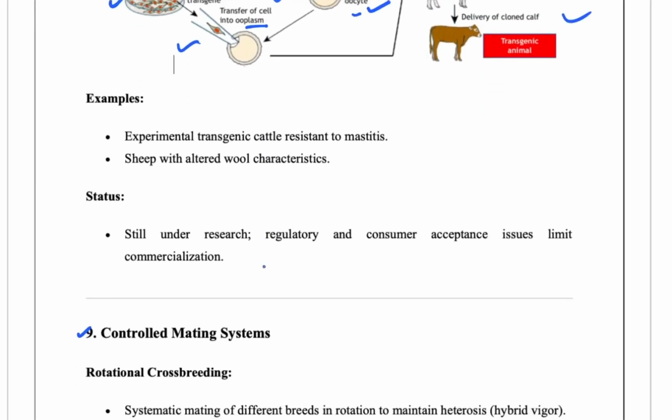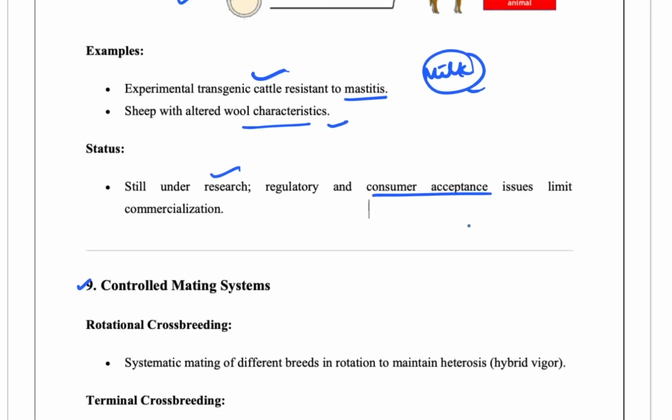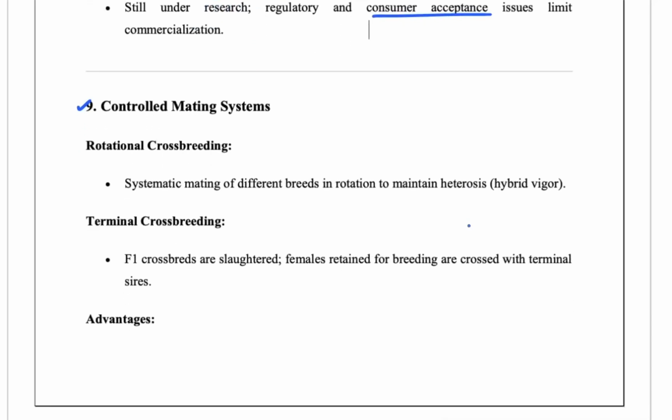Examples are experimental transgenic cattle resistant to mastitis. These have been done: sheep with altered wool characteristics, even cattle with improved milk production. We have already done these stages. If you see it, it is still under research, and regulatory and consumer acceptance issues are there, because people don't want transgenic material. Commercialization is not that good, and there are limitations to that.